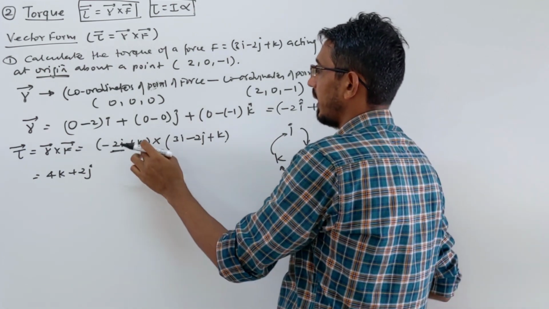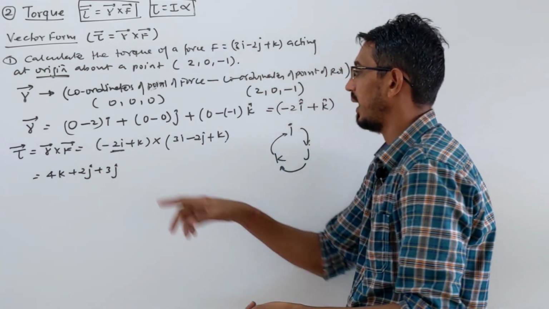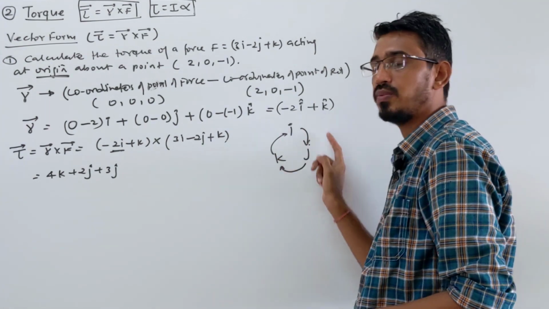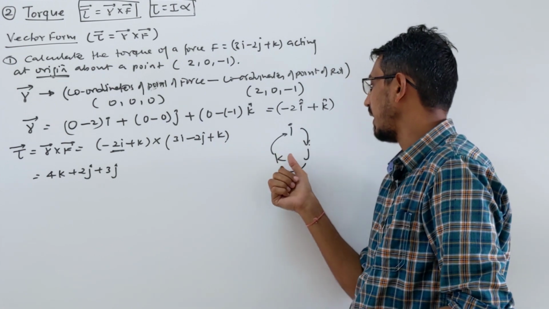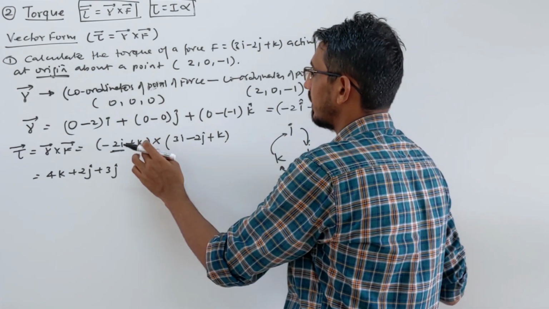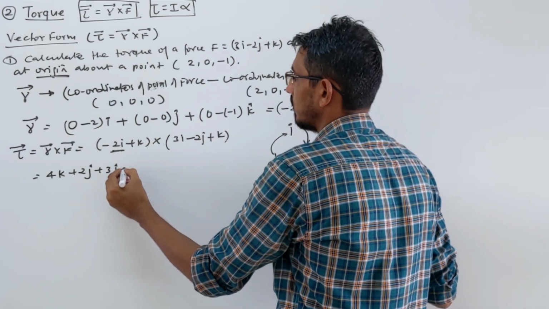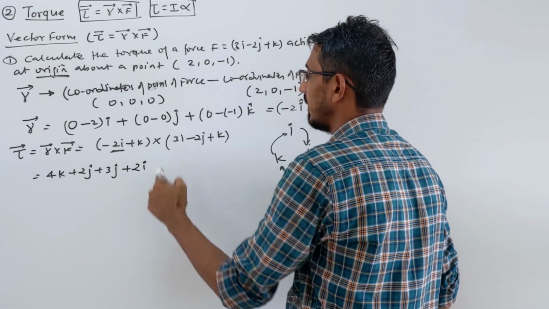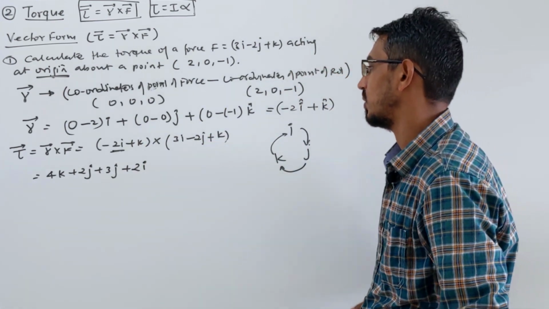k cross i is what? j. So k cross i becomes 3j, and the number is 3 here. k cross j, reverse cycle, so minus i, and you see that k cross j with minus 2 and 1 minus coming here, so it becomes plus 2i. Then k cross k is 0, right? So this much only we have done.